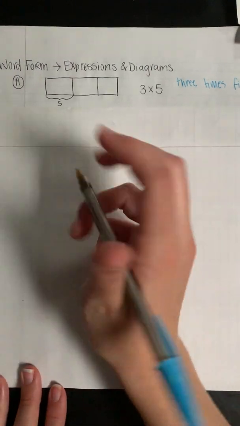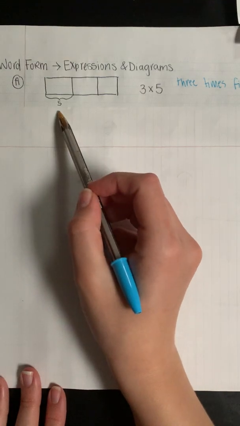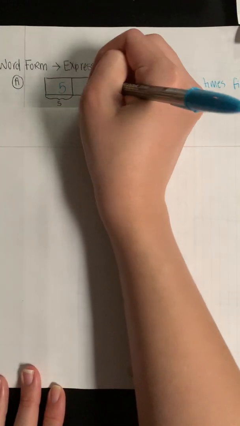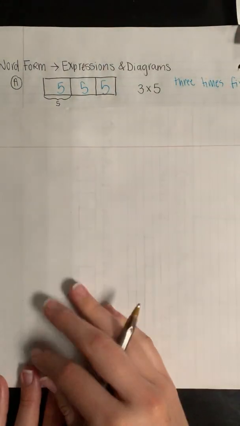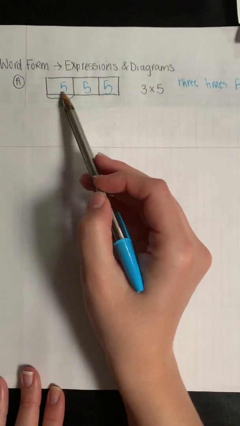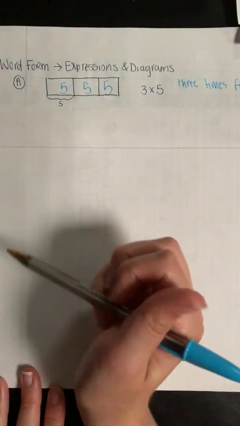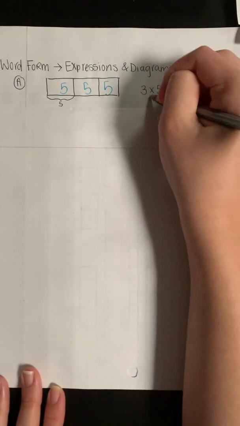And I'm showing that I'm taking 5 and I'm giving you 3 groups of it. So this is 5, this is 5, and this is 5. So now I could add 5 plus 5 plus 5 and get an answer.